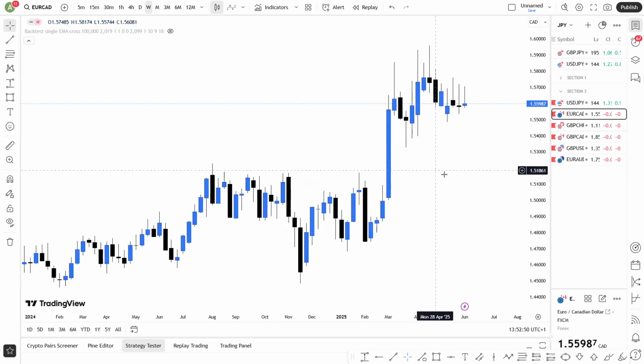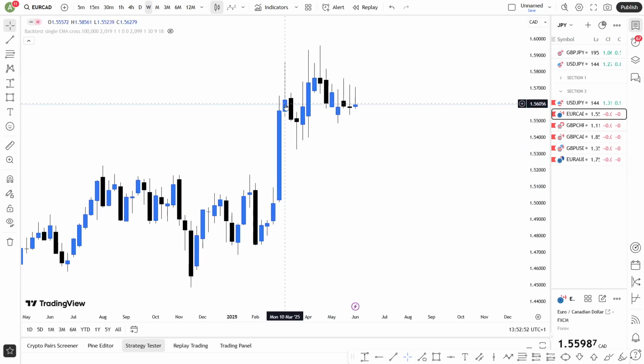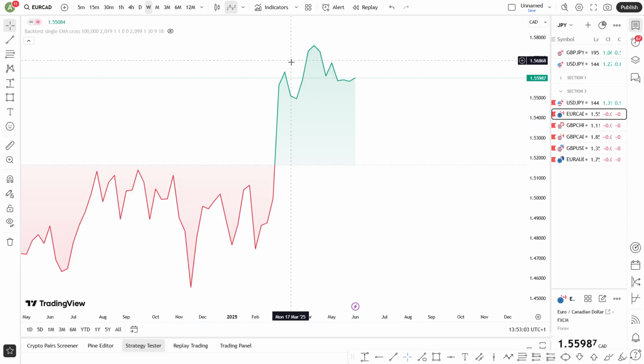Looking at the top-down analysis on the weekly chart, we have seen a rejection, rejection, rejection, multiple rejections. Even looking at this now, we are creating something like a head and shoulders. Actually, this is a shoulder, shoulder, head. We've already created a head and shoulders pattern and a shoulder.